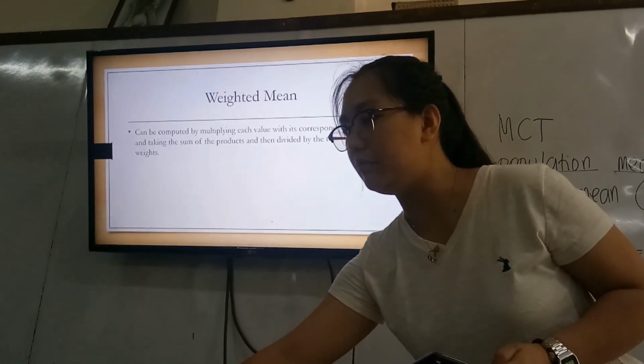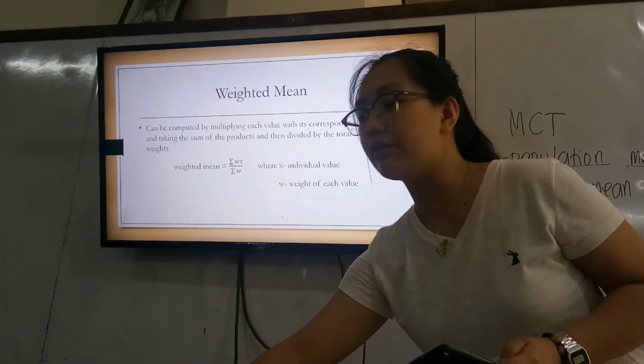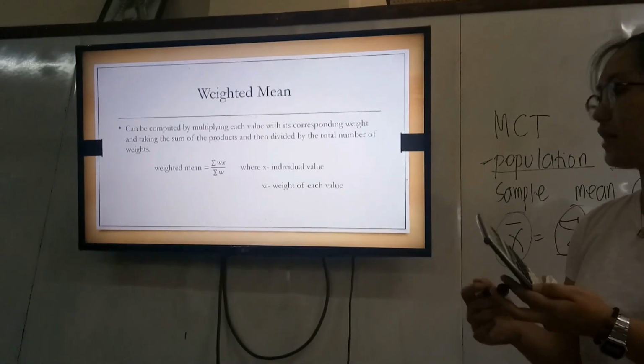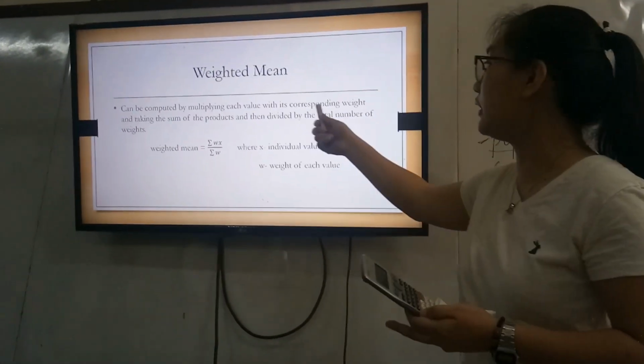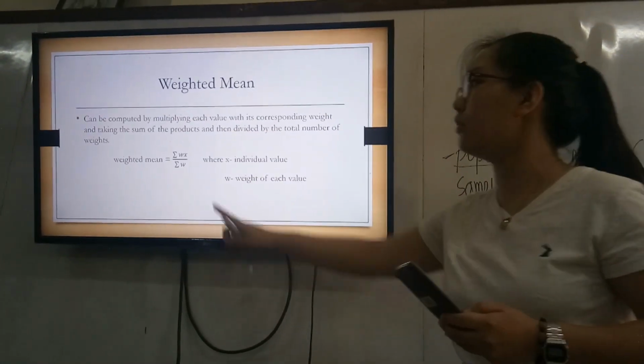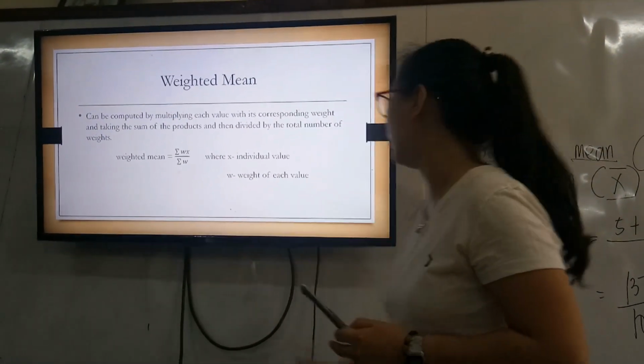Next, let's have your weighted mean. It's still averaging. Okay, it's just that there is a certain corresponding weight, and then you're taking the sum of the products on it. So this will be our equation. Let's write it first.